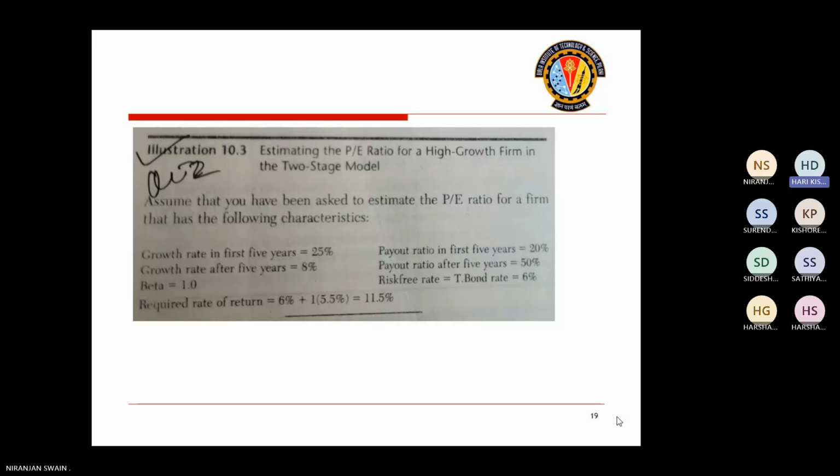EPS is not given, right? EPS in the first year is not given. Not required. EPS growth rate, the payout ratio is already given, no? If EPS into payout, that will give DPS, no? Already the payout ratio is given, no?